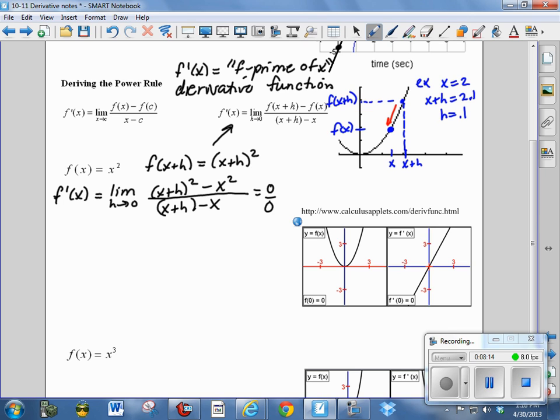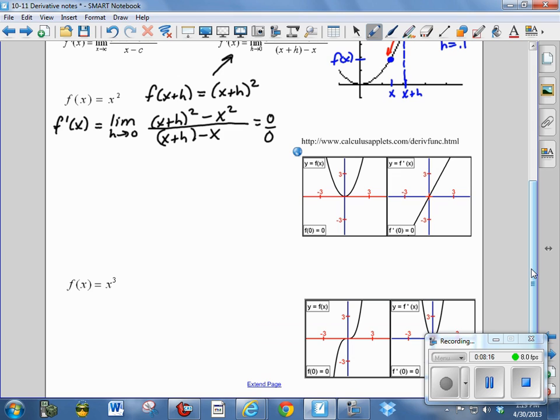So let's expand this numerator. So this is the limit as h goes to 0, and in the numerator, if I take x plus h and square it, I get x squared plus 2hx plus h squared, and then minus x squared. And the denominator, x plus h minus x. Now notice that I have an x squared minus an x squared in the numerator, so that just becomes 0, so I can cancel those out. And I have an x minus an x in the denominator, so I lose those terms. Notice all the terms that do not have an h in them cancel out.